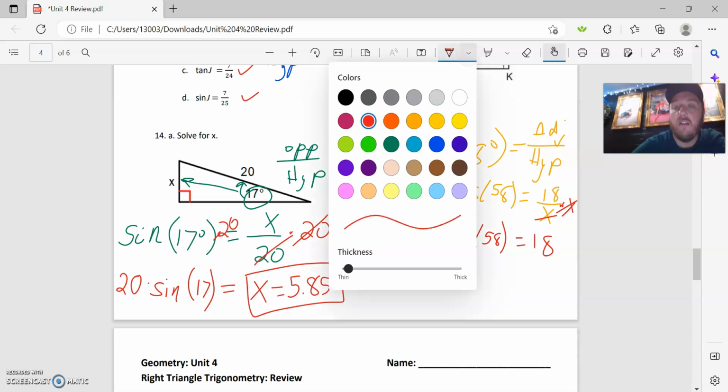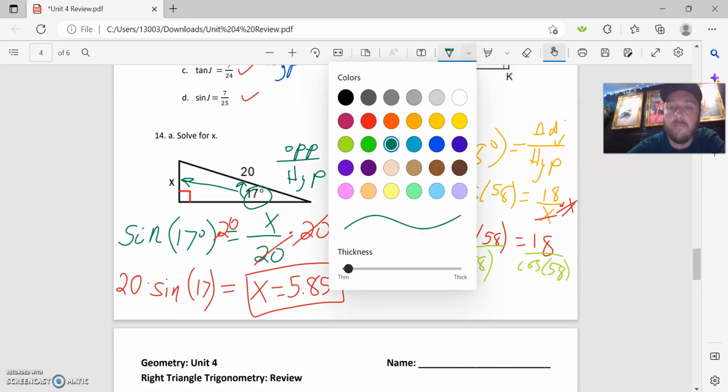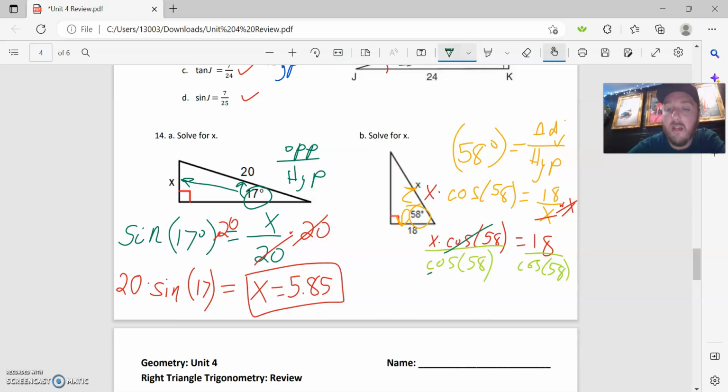I need to get x by itself. I need to divide both sides by cosine 58. Right? Because then, if I do that, those cosine 58s cancel. I get x is equal to 18 over cosine of 58. Now, in my calculator, that comes out to about 34. So let's check it.